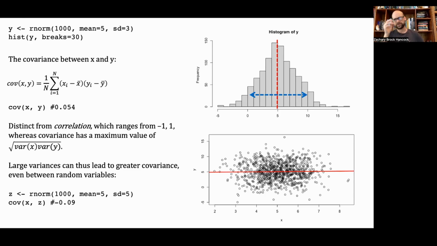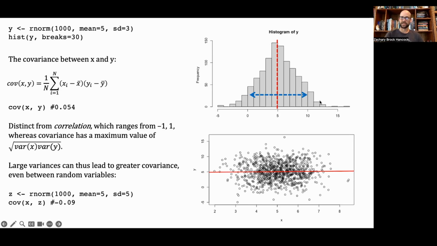I haven't talked about what standard deviation is. The standard deviation is just the square root of the variance. That's all that is. So they are comparable to one another. A large standard deviation also means a large variance. And you can see that here.